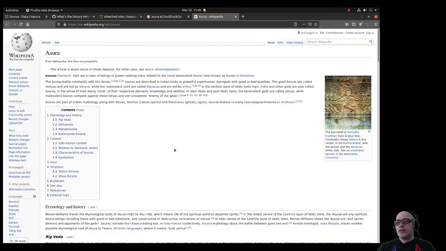And if we go over here, we get more details about the historical reference to this. So it's a class of beings or power-seeking clans of the Devas in Hinduism. So that word is combined with Haskell, and we get Hasura. So that is where the logo comes from and the name of the company.